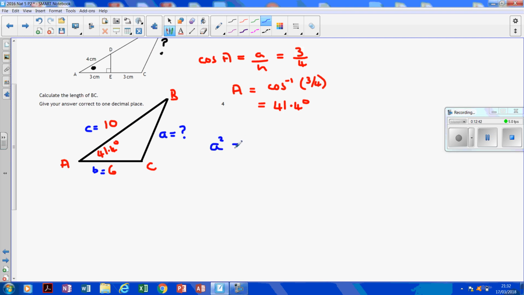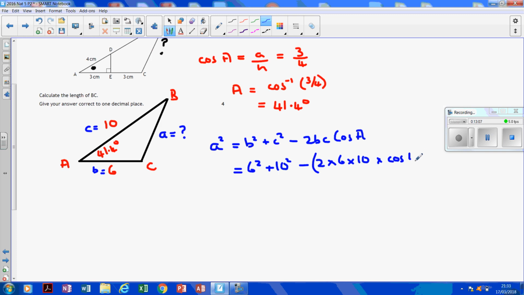So from the cosine rule, A squared is equal to B squared plus C squared minus 2BC cos A. That formula is at the front of your information sheet. So B squared is going to be 6 squared. C squared is 10 squared, minus 2, and I'll put a bracket around that, 2 times B, which is 6, times C, which is 10, times cos the angle we've just worked out, which was cos 41.4 degrees. Now there'll be 3 parts to this, and we'll work out each part in turn.